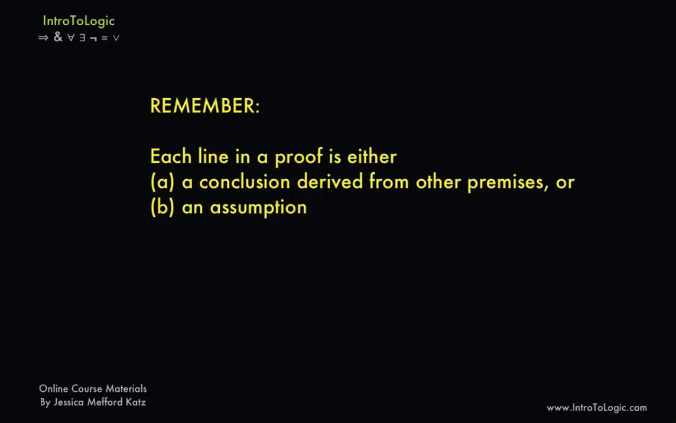One more reminder, keep in mind that each line in a proof is either A, a conclusion derived from other premises, or B, an assumption. So the only way to get a new premise or a new line in a proof is to either derive that line from earlier lines in the proof or to assume it. And those are the only ways to get a new line in a proof.